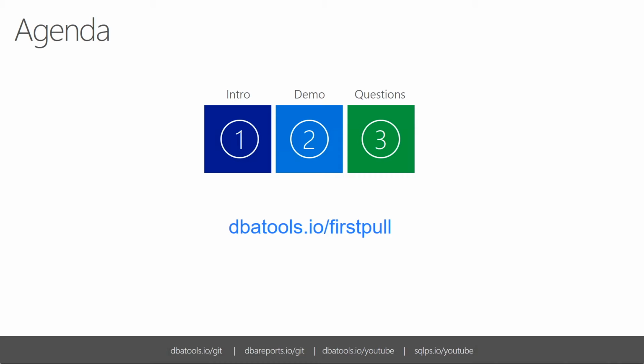The tutorial that I will be following along with is at dbatools.io/firstpull. So if you want to follow along, or if you just want to revisit it later, then that would be the web address. So again, that's dbatools.io/firstpull. And read it all the way down to the bottom because I included some good stuff at the bottom as well.